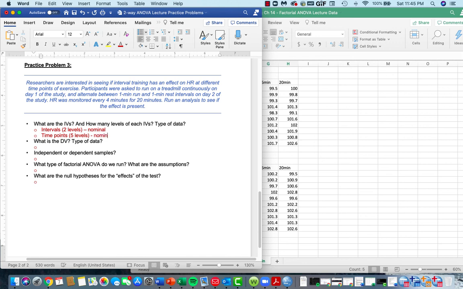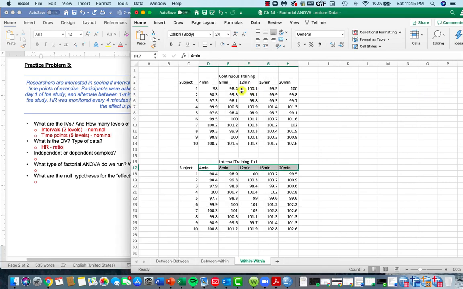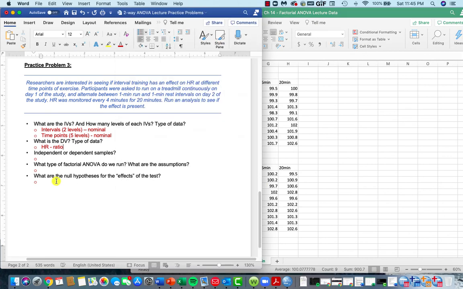Also nominal, because we're categorizing by time, right? And then the dependent variable we identified as heart rate, and that's ratio data, right? That's the actual measured data in each of these columns. So then we have to determine how each independent variable was collected.